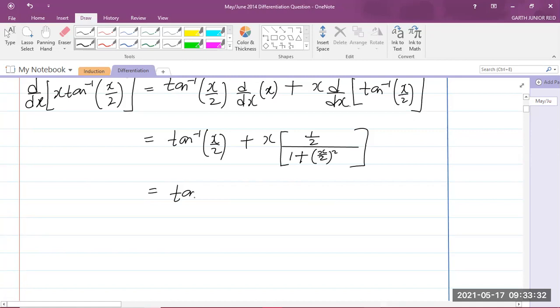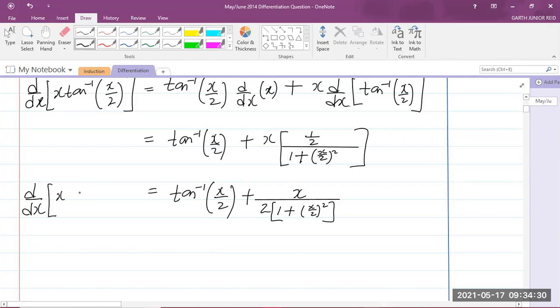So this is equal to the tan inverse of x over 2 plus, now when you multiply the x by the half, you get x over 2. So what you have is x over 2 divided by 1 plus the square of x over 2. This 2 will come down in the denominator, because remember when you're dividing two fractions, you multiply by the reciprocal of the denominator. So I will now have x in the numerator, and in the denominator the 2 comes down, multiplied by 1 plus the square of x over 2. All right, and that is the derivative of x tan inverse of x over 2 with respect to x.